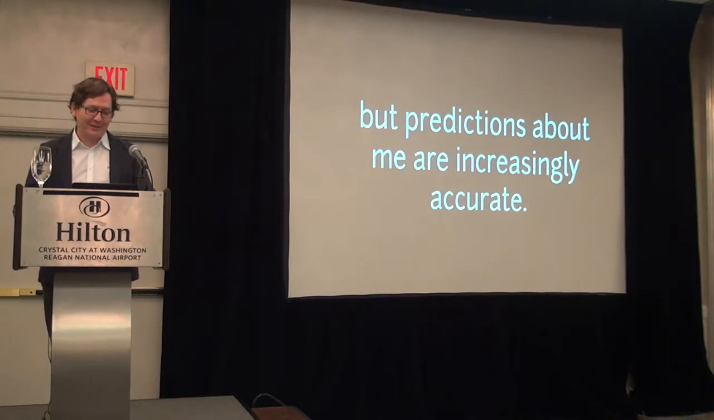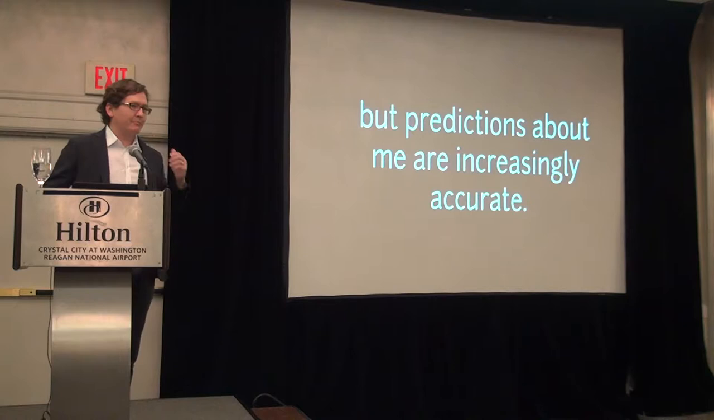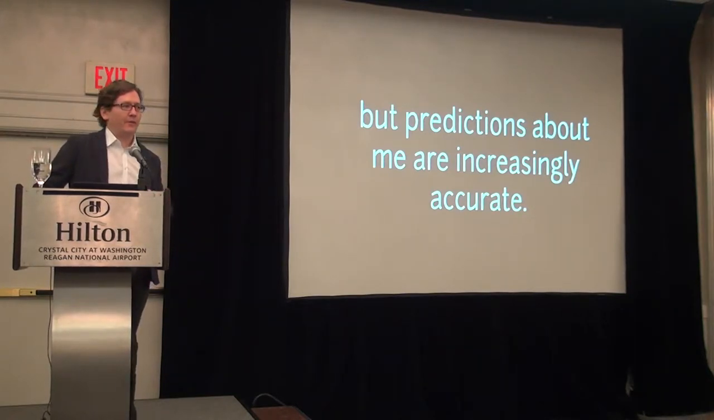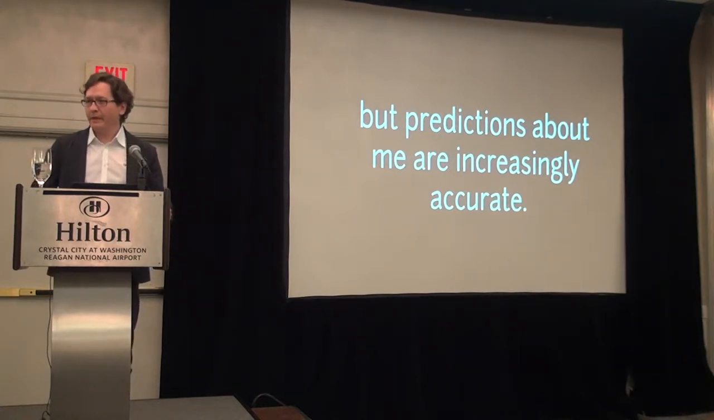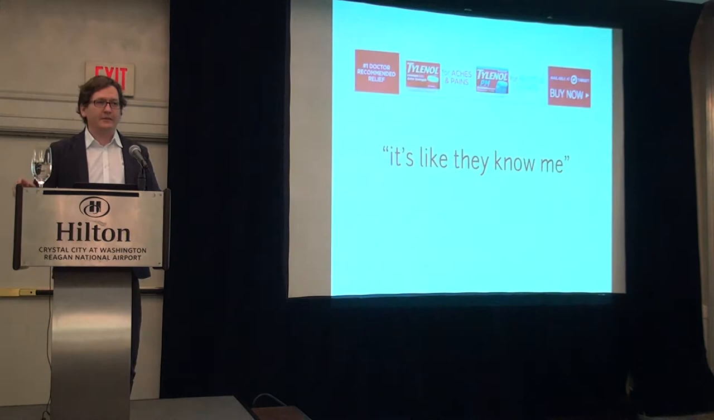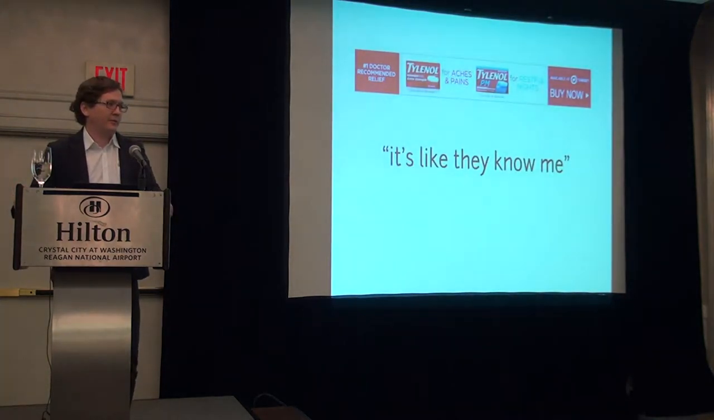So the thing about predictions, right, is that predictions are increasingly accurate. And so weather is the easiest example. But when you think about it, it's predictions about ourselves that are the most accurate things that we can make predictions about right now. And as an example, and I was sort of thinking about this yesterday when I was putting this together, every single website I went to was trying to sell me Tylenol.